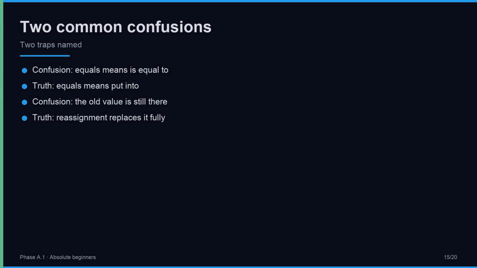Let us name the two confusions that catch most beginners, so you can spot them coming. First, reading equals as is equal to, when it really means put into. Second, believing the old value somehow survives a reassignment, when it is actually replaced completely. If you hold these two corrections in mind, read equals as put, and trust that reassignment overwrites, you have solved the two hardest parts of this topic.